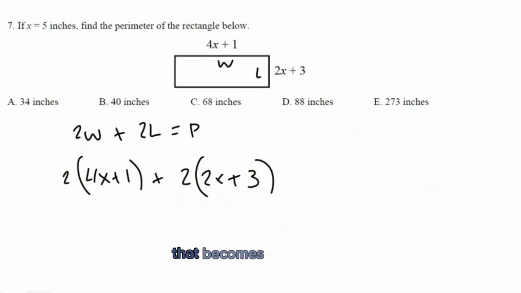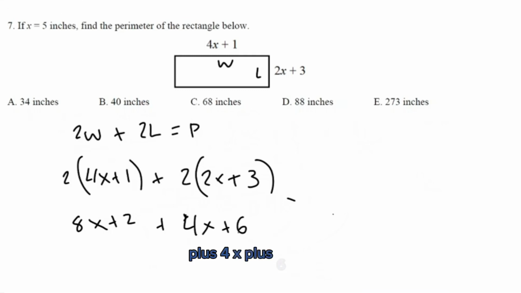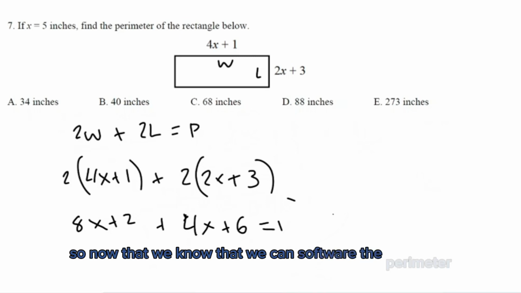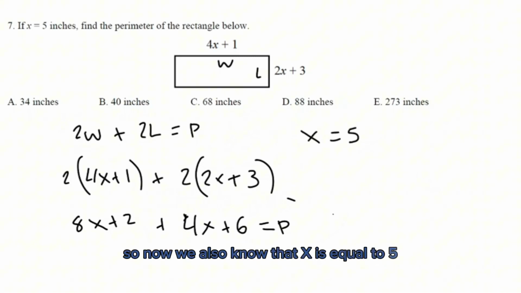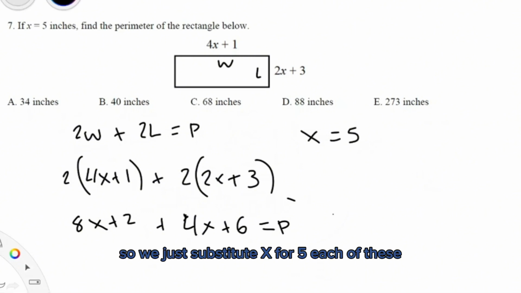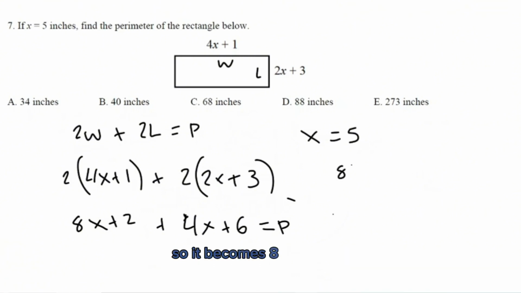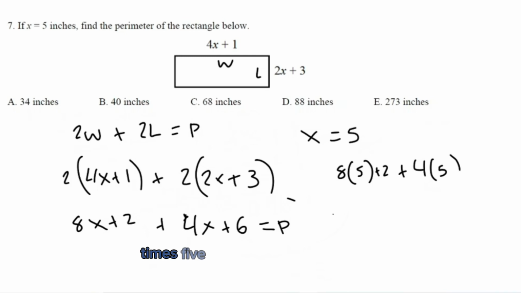That becomes 8x plus 2 plus 4x plus 6. Alright, so now that we know that, we can solve for the perimeter. So now we also know that x is equal to 5, so we just substitute x for 5 in each of these. So it becomes 8 times 5 plus 2 plus 4 times 5 plus 6 equals the perimeter.